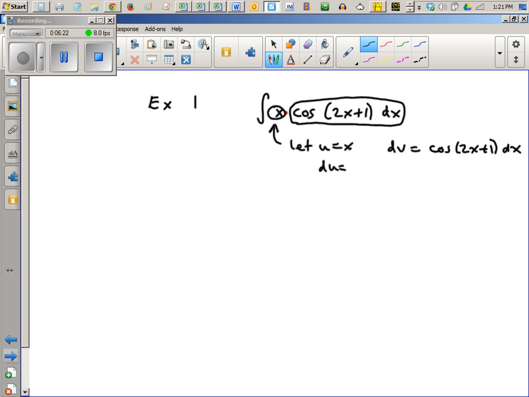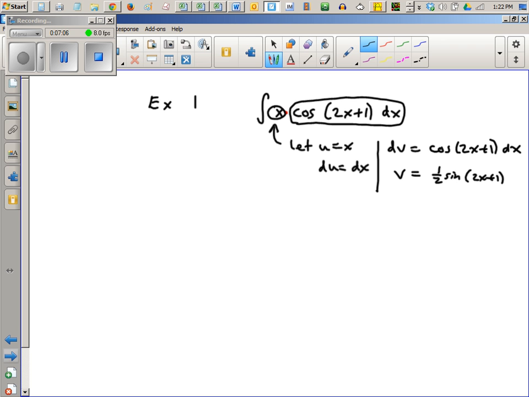1 dx, right? So just dx. If dv is cosine 2x plus 1 dx, then what is v? Now you have to integrate this dv to figure out what v was. What has a differential cos 2x plus 1 dx? 1/2 sine 2x plus 1. You're right. 1/2 sine 2x plus 1 is the anti-differential, I guess you could say, of cos 2x plus 1 dx.